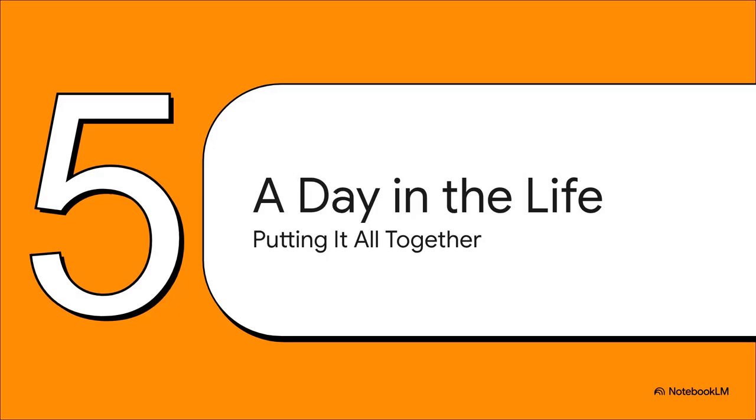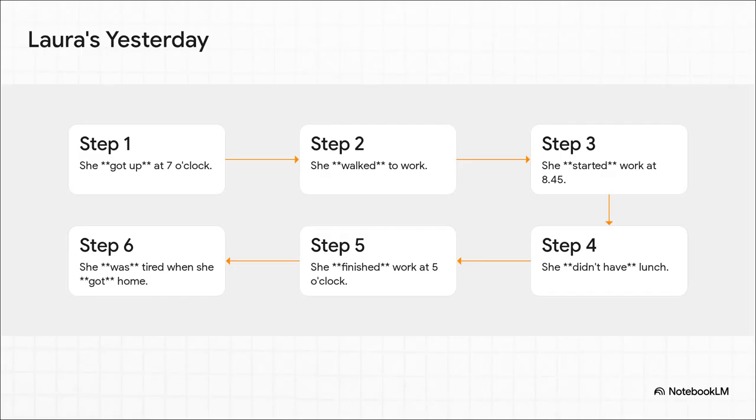Okay, we've covered a lot of ground. We have our regular verbs, our irregular rebels, we know how to ask questions and say no, and we know about the special case of was and were. So now let's put all the pieces of the puzzle together and see how they work in a simple, everyday story. So let's follow Laura's day.